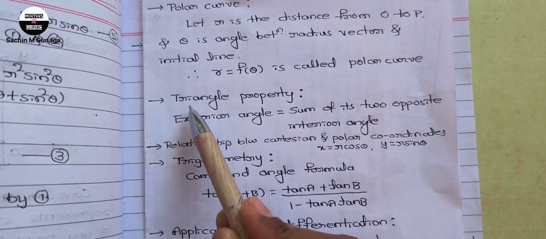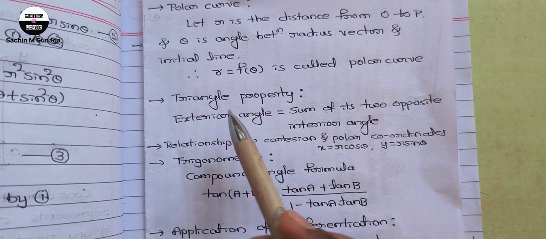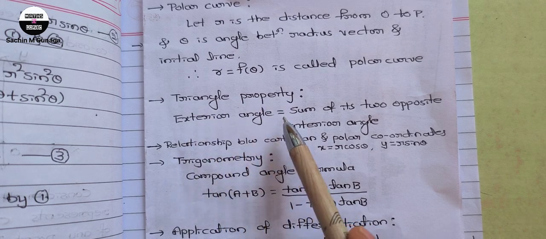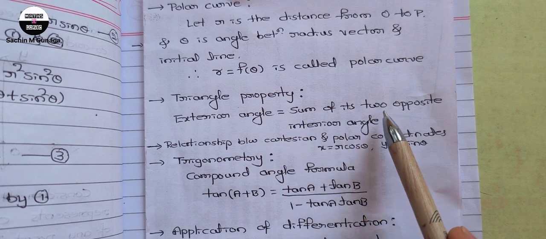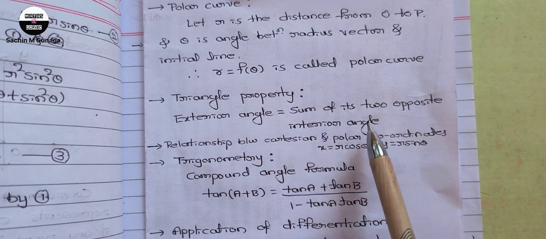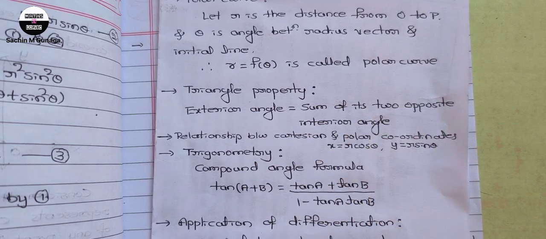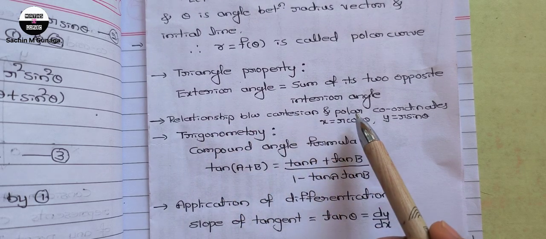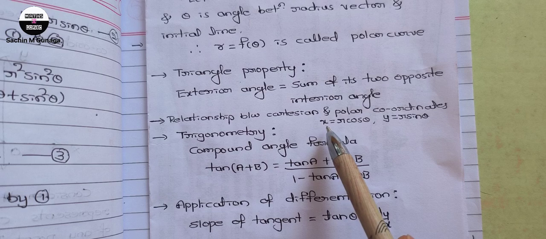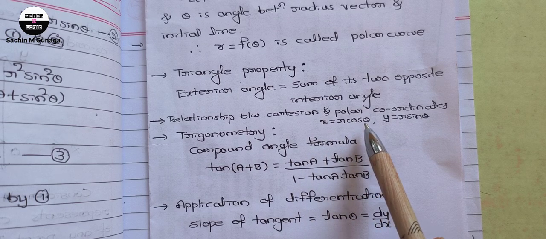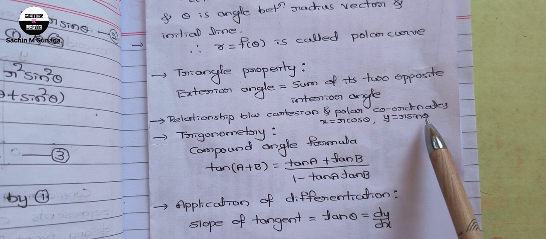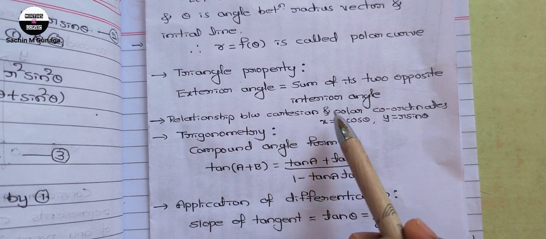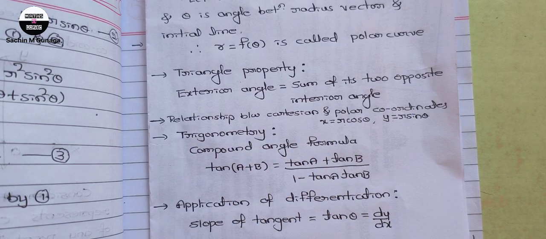Next we should know the triangle property. What is the triangle property? The exterior angle is equal to the sum of its two opposite interior angles. Next, we should know the relationship between Cartesian and polar coordinates, that is x is equal to r cos theta and y is equal to r sin theta.